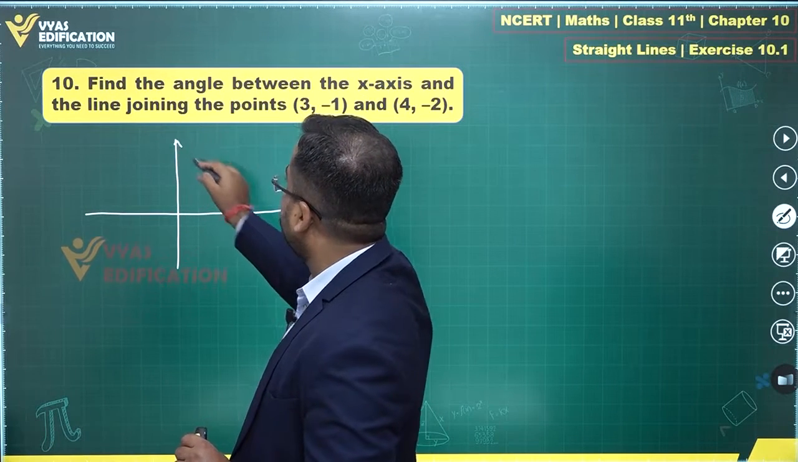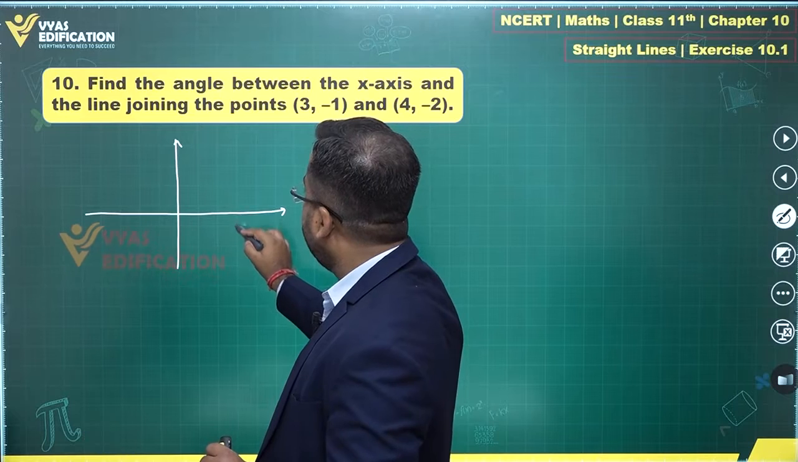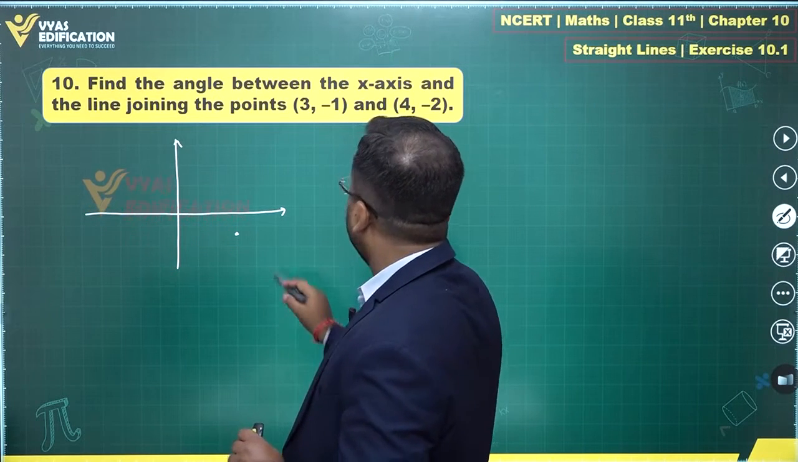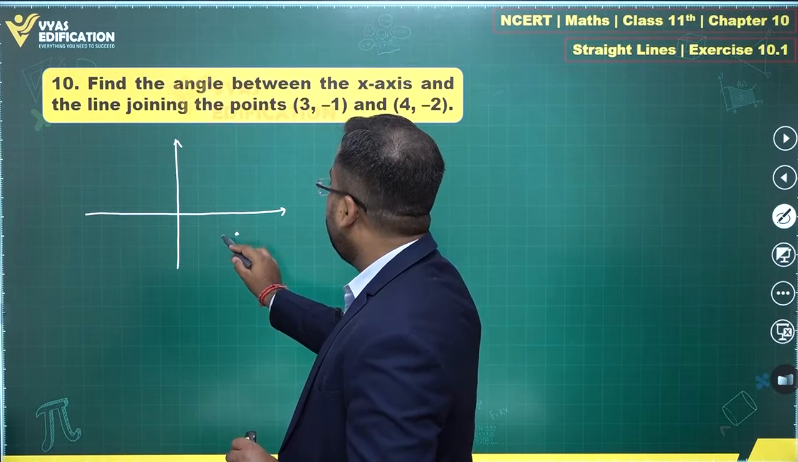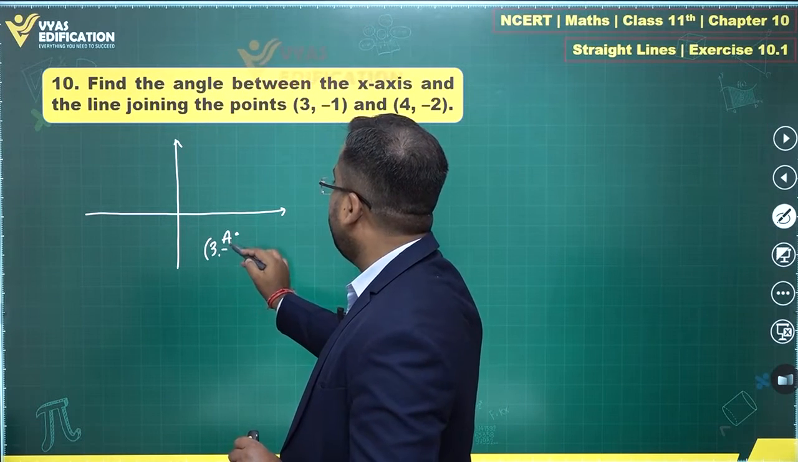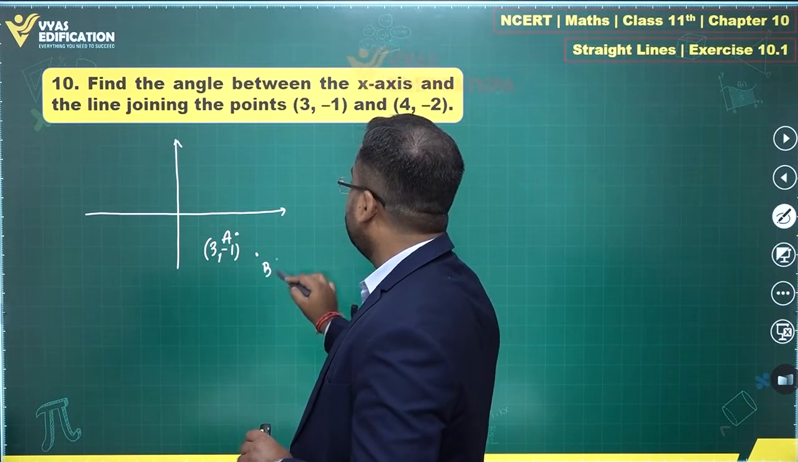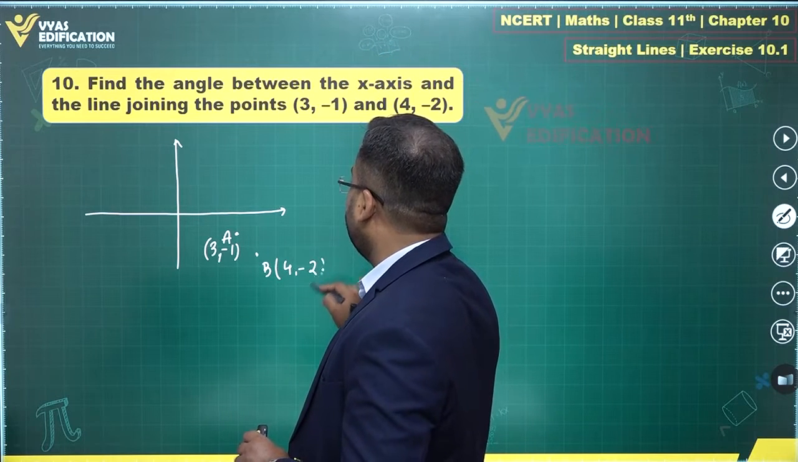Let's try to draw the diagram first of all. 3, minus 1 will be somewhere here, and 4, minus 2 will be here. Pretty interesting. This is A, which is 3, minus 1. This is B, which is 4, minus 2.